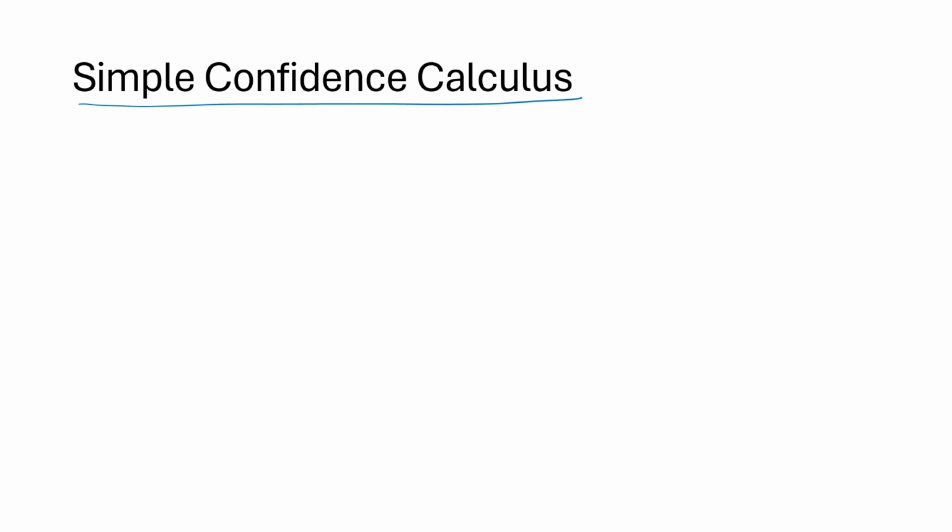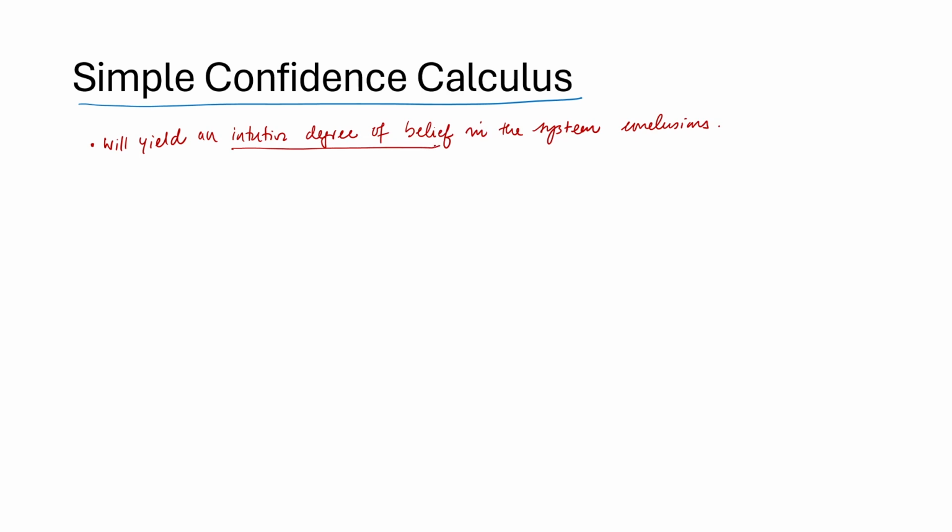So, simple confidence calculus, just to demonstrate something, will yield an intuitive degree of belief in the system conclusions. That is the first one.